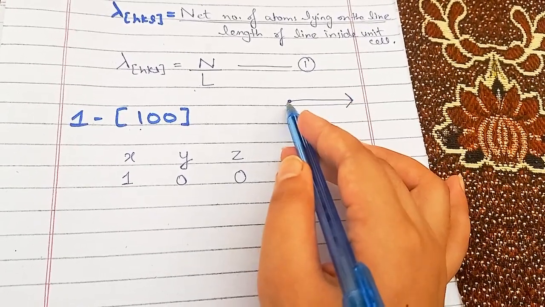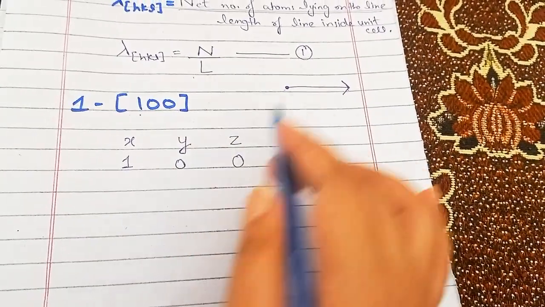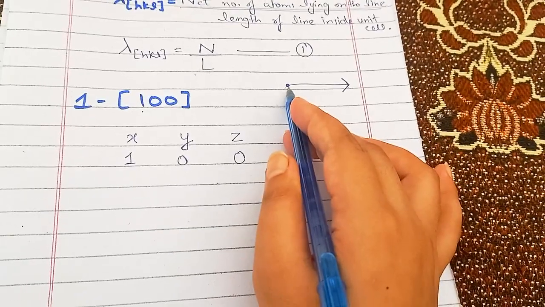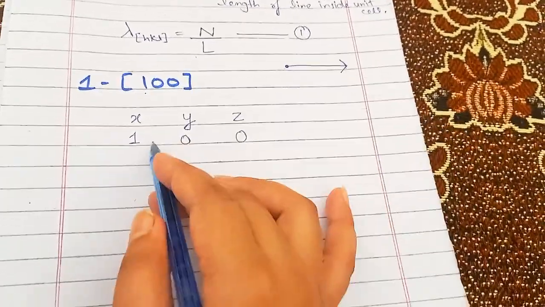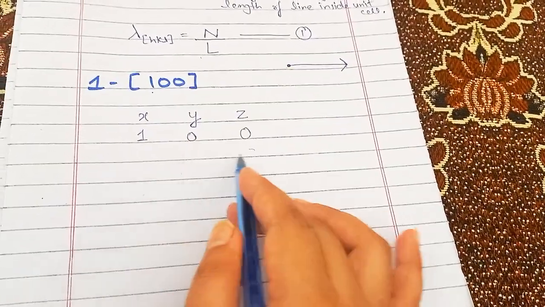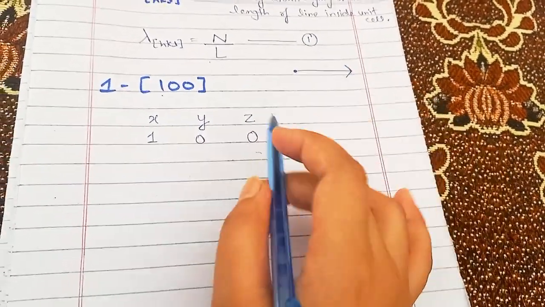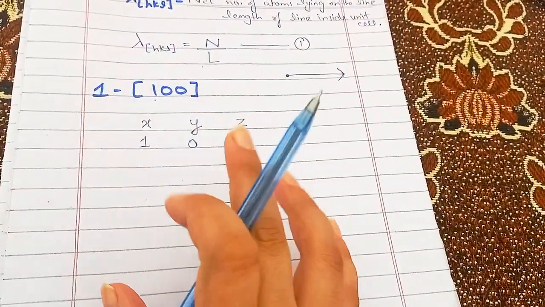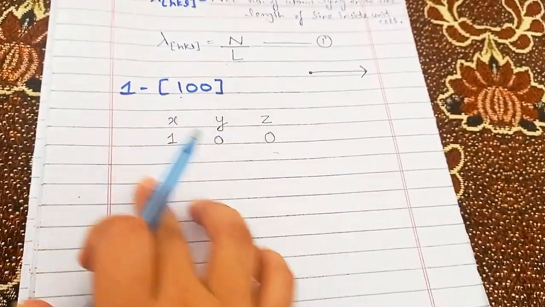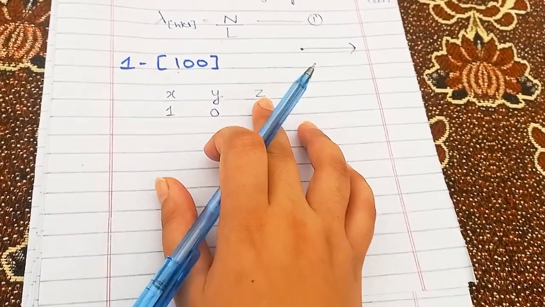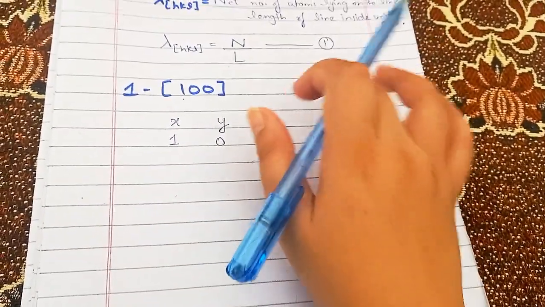The tail of every direction will be at the origin of a unit cell, and the head will be at this point, governed by the Miller indices. The tail will be at origin always, but the head coordinates will be determined by the Miller indices. Alright, so these are actually the head coordinates of our direction that we are finding out here, and the tail will be at origin.